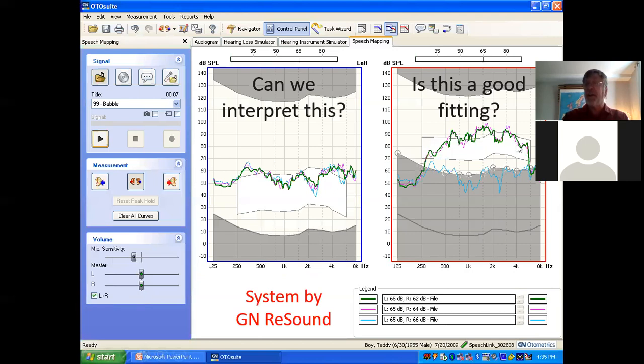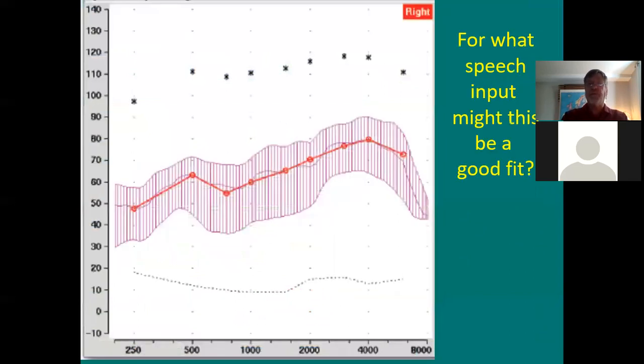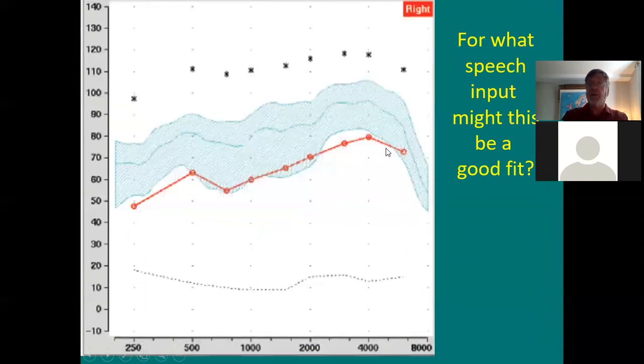Is this a good fitting? A little much. On the Oracle system, it's saying you'd want your outputs for average inputs to be sitting here. And these are a little bit excessive. What's going on here? Can the person hear? None of it. It's all below threshold. For what speech input might this be a good fit? Again, average, or I should say soft speech inputs, because the mean is hugging the thresholds. So it means it's barely audible.